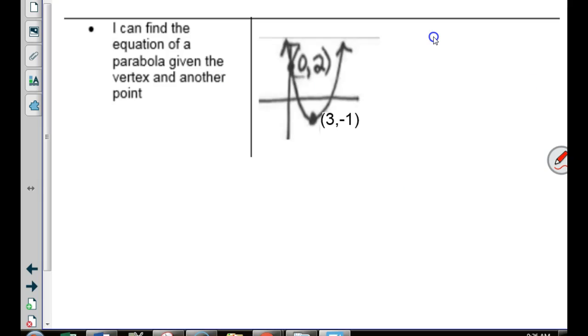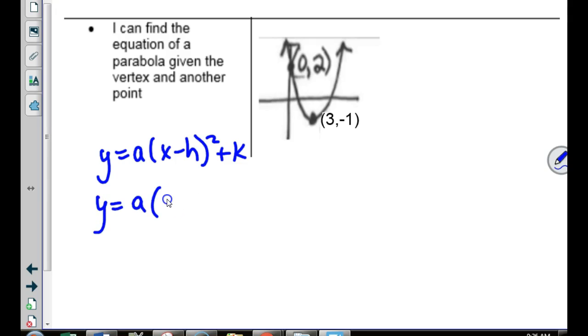Not so much. Okay, how do you write an equation? And this is supposed to say 3, -1. Yours is kind of blurry, I think. Anybody? How do we start? Yep, so we have y equals a, then what?